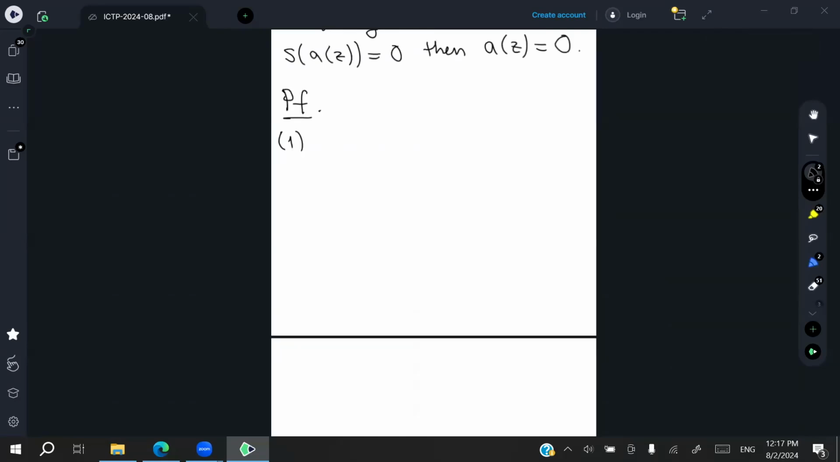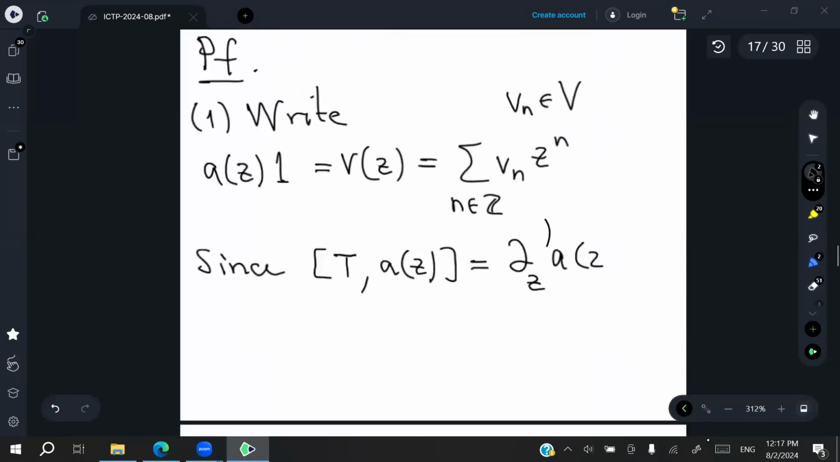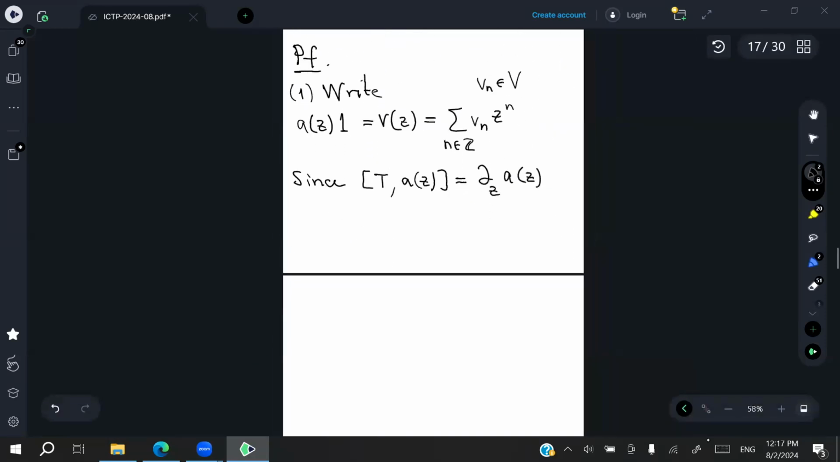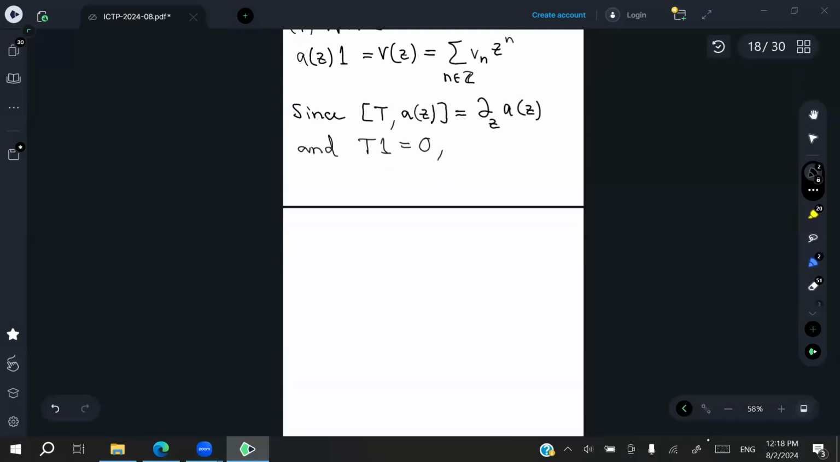Well, let's write A of Z applied to the vacuum as little v of Z, and call this a sum of v_n Z to the n, right? So the v_n's here are elements of V. Now, since the commutator of T with A(Z) implements differentiation, and T by definition annihilates the vacuum vector, we find actually that v_n equals 1 over n T v_{n-1} whenever n is different than 0.